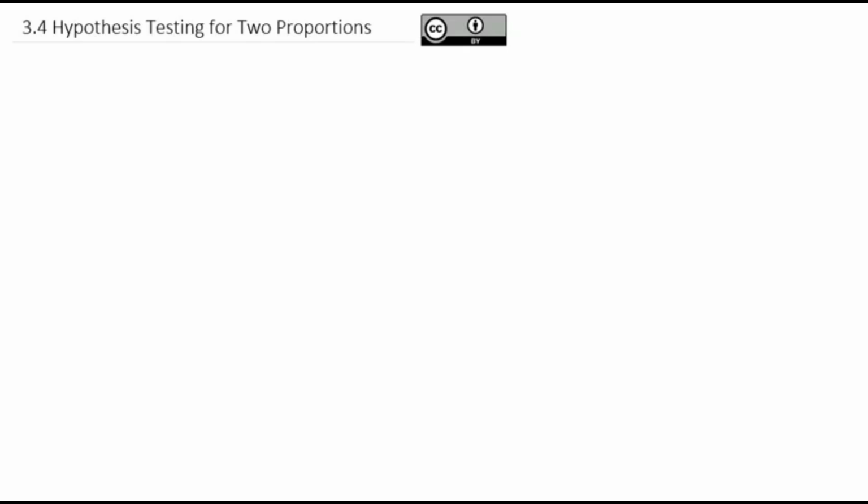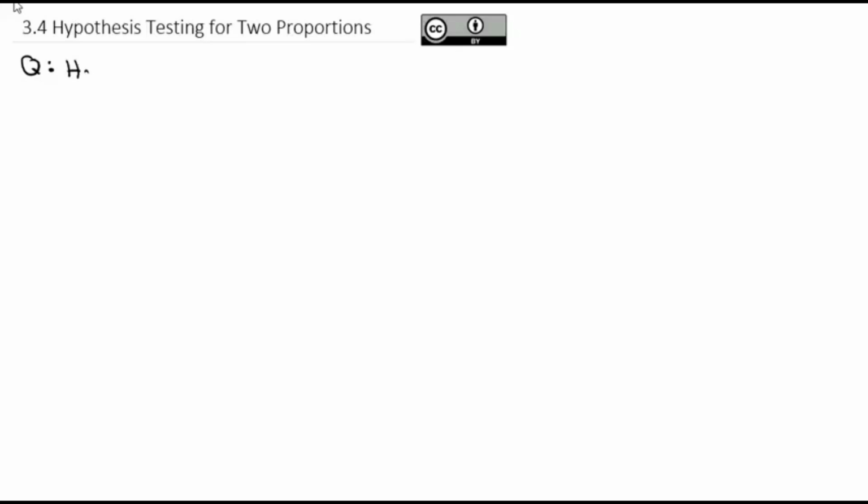Now that we've taken a look at how hypothesis testing works, specifically in the context of one proportion, we can extend it to hypothesis testing in many different situations. And one of those situations involves having two proportions, or two groups, and trying to decide, are the two groups the same, or are the two groups different?